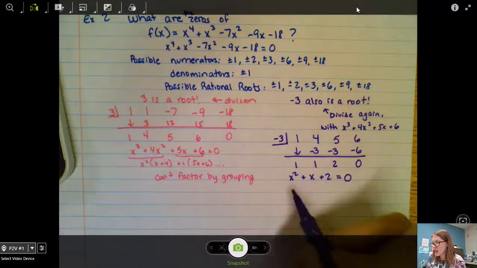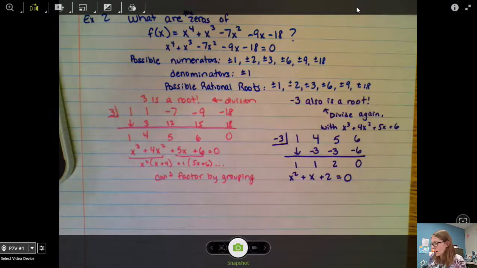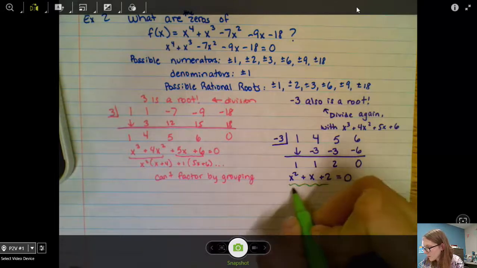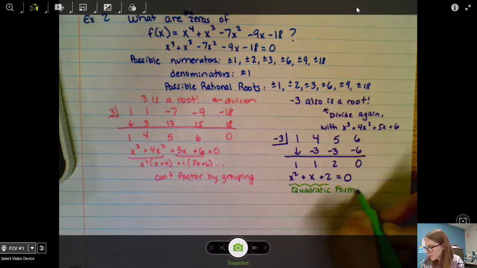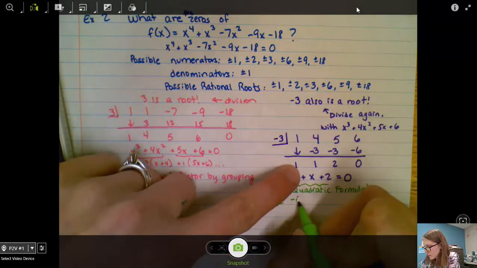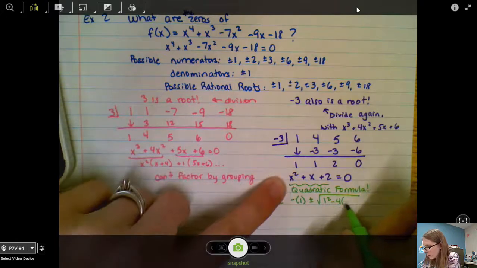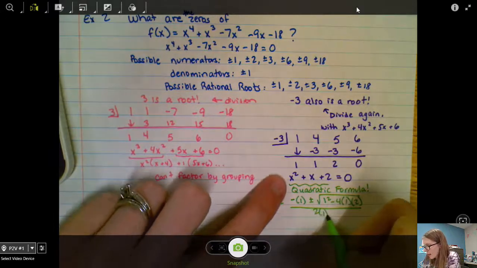All right, so to solve this the rest of the way, that's not going to factor. We don't have any numbers that multiply to 2 and add to 1. I don't want to complete the square because my middle term is odd. I have 1x. So my last bet, quadratic formula. So x equals -b plus or minus the square root of b squared minus 4 times a times c all over 2a.